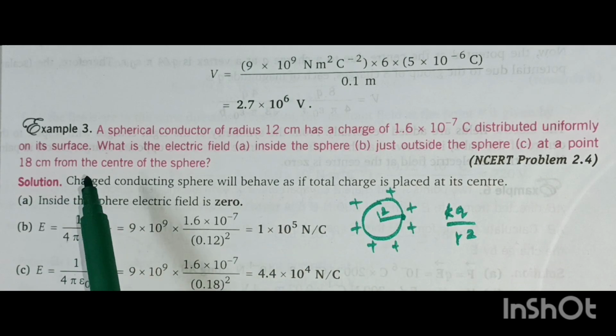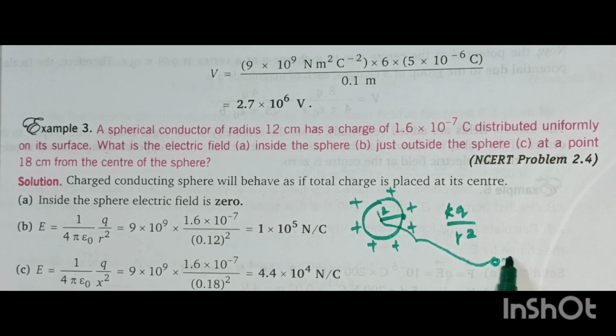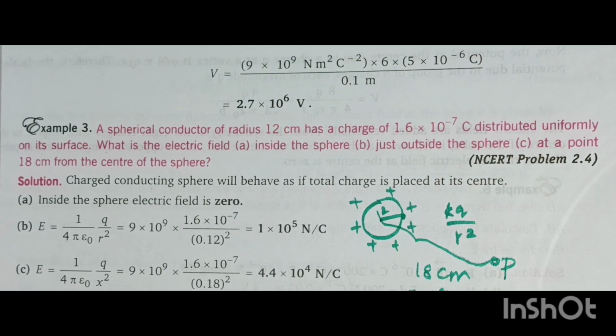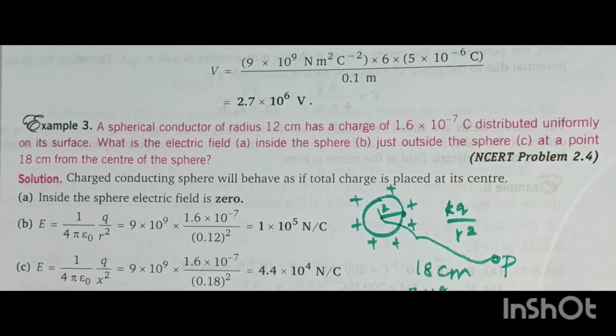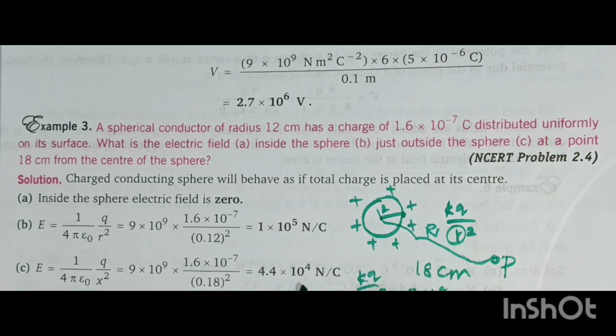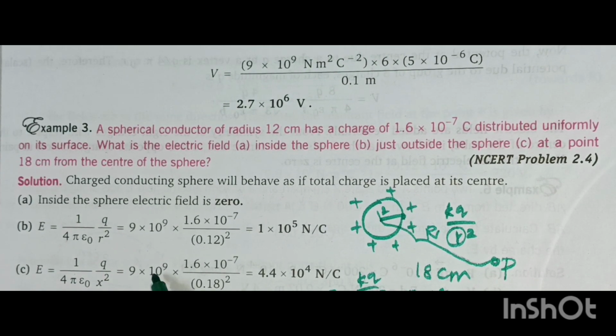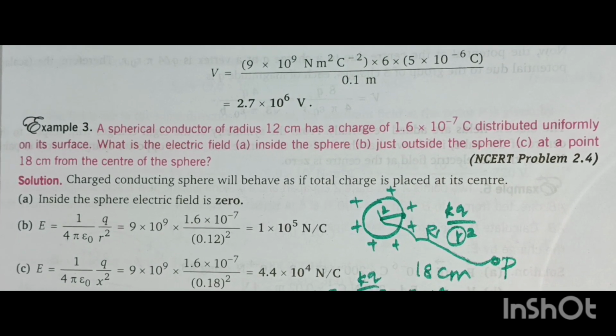Now the point 18 centimeter from the center of the sphere. From the center of the sphere, we are going to take a point, suppose here it is the point P, which is at 18 centimeter. So that is 0.18 meter. Then what is the electric field at that point? Again the same formula, kq by r square. Previously we used capital R, but now we should use the small r, which is greater than capital R. So the answer is 9 into 10 power 9 into q, by the distance between the point P and the center of the sphere, so it is 0.18 whole square. So that is the answer for that question.